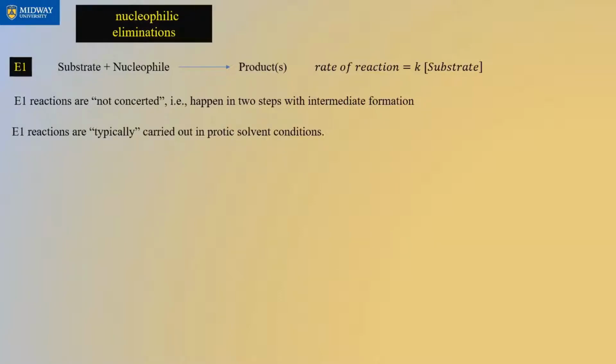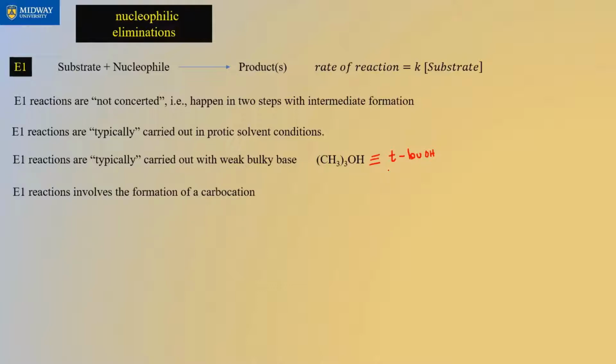E1 reactions are typically carried out in protic solvent conditions. E1 reactions are typically carried out with a weak bulky base, in contrast to a strong bulky base used for an E2. Now, you would probably hear or see this also written as t-butyl OH. This is called t-butyl alcohol or tertiary butyl alcohol. So in terms of formulae, this is how it looks like. Another shorthand version of this is also written this way. So if you see that, it's the same meaning.